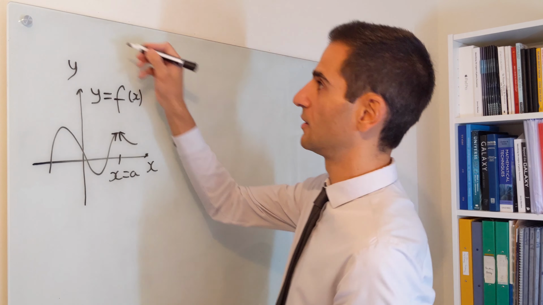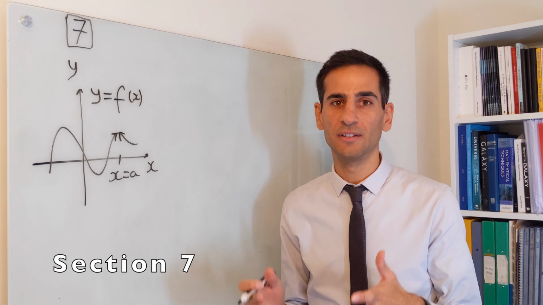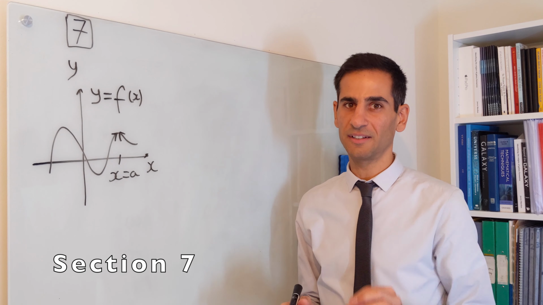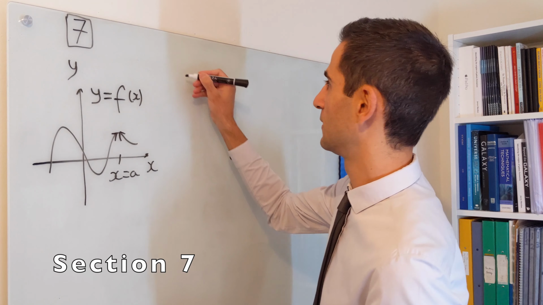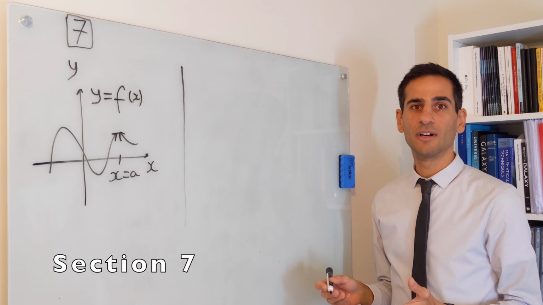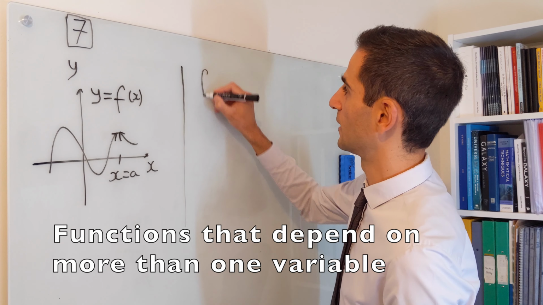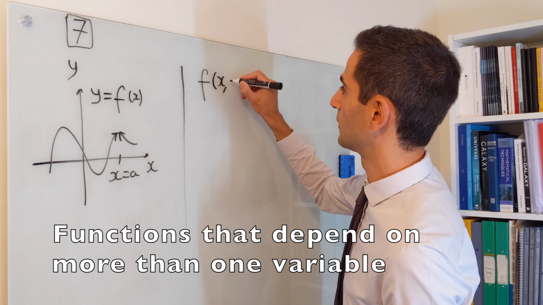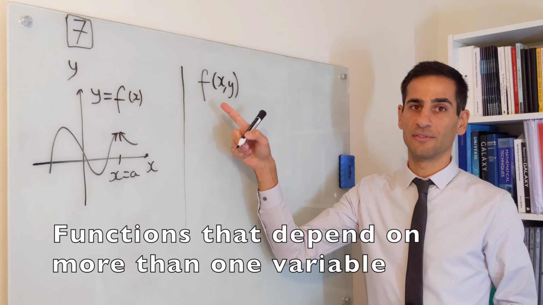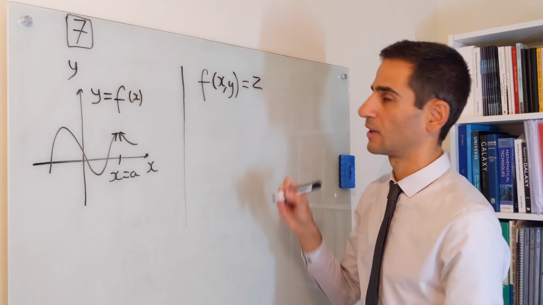Now, in section 7, we're going to be looking at something that's just a tiny little bit more complicated, which I'll separate here, which are functions of more than one dimension. Instead of writing f of x, a lot of them will be given by f of x, y, and many times we'll write them as z.